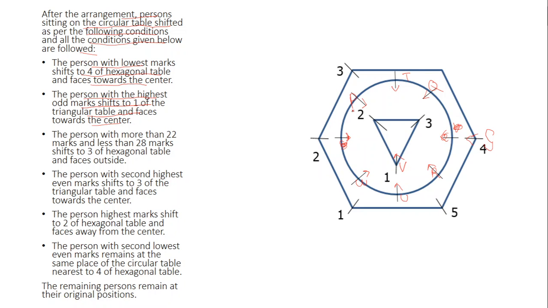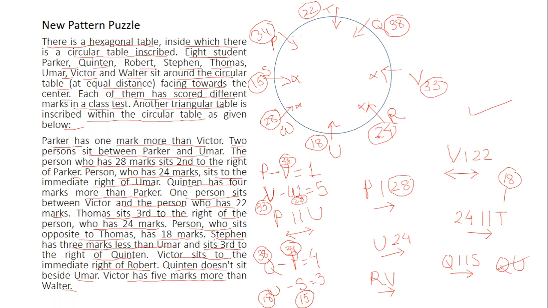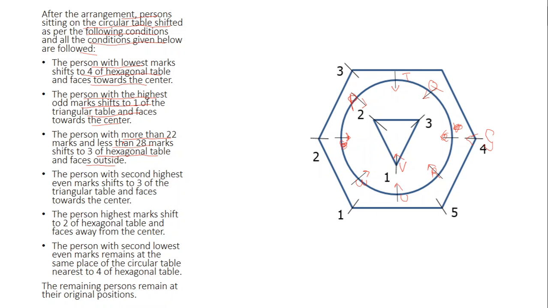Okay, then the person with marks more than 22 and less than 28 will be shifted to third of the hexagon table and face outside. More than 22 and less than 28 is R. Okay, and R is shifted to position 3 of the hexagon table and facing outside. R is shifted to here facing outside, and R would be removed from here.